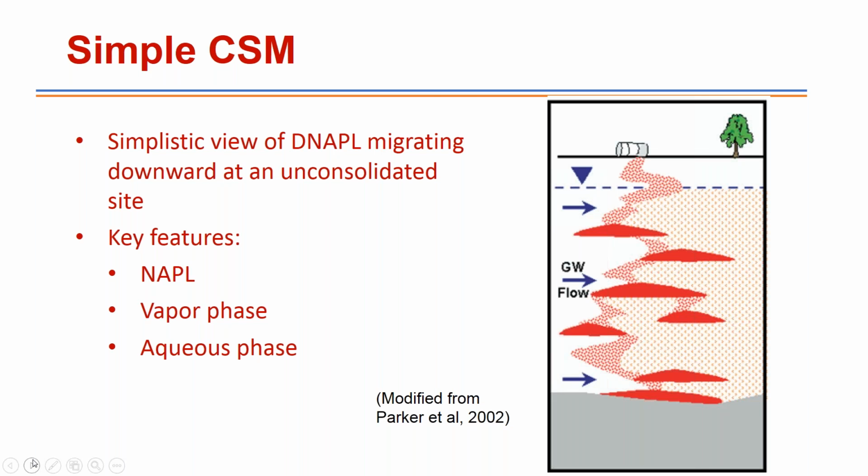So here's a very simple conceptual site model where we have a view, or a cartoon, I guess, of a drum that has spilled some contaminants. In this case, we're saying it's a NAPL, and that's moving down through the subsurface. Maybe it's accumulating on some of these low permeability zones. It's certainly dissolving and moving off down gradient with groundwater. You may also infer that there's a vapor phase here. So this is a simplified version of a CSM of a release.